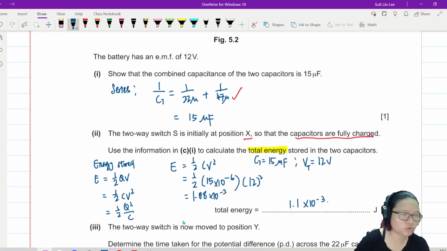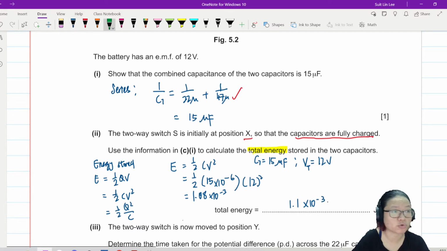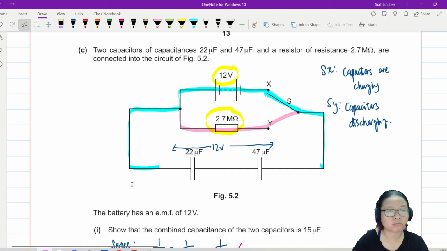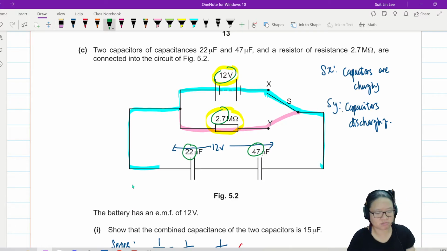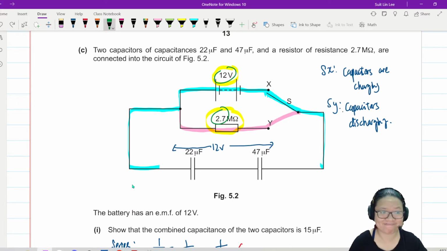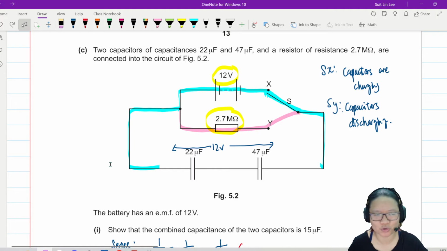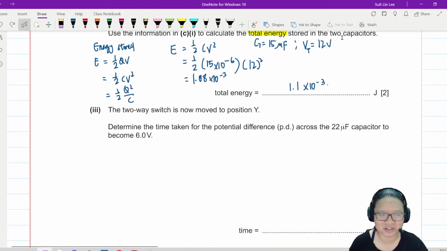Teacher, why you leave 2 SF? Because all the values given are 2 SF lor. Look here. 12, 2.7, 22, 47. All of these are two significant figures. I just follow the question. Okay? Get used to following the question. Don't feel bad that you round a significant figure. It's fine. All right, part 3.